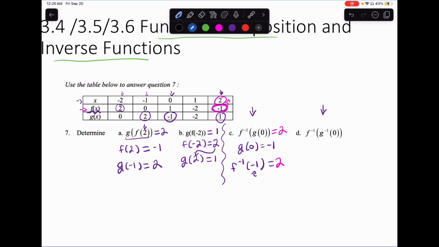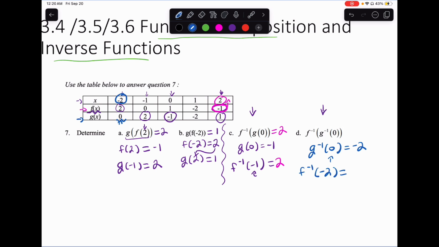So we have g inverse of 0. Again, if 0 is the input to the inverse of g, that means it's our output for g of x. So g of x is 0 right here. And what's the corresponding input for that? Well, when g of x is 0, we know that our x is -2. So now we would do f inverse of -2 and do the same thing.